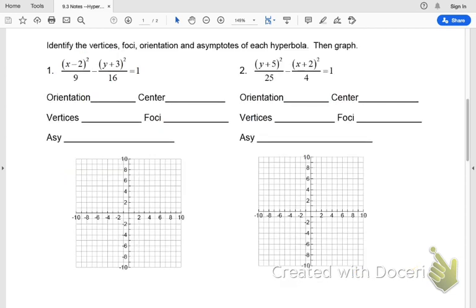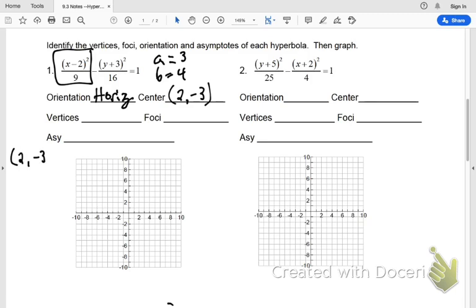Okay, so here's an example. If you'll notice here, our x value is the one that's squared, so that tells me that this one is going to be horizontal. It's going to open left and right. The center is at (2, -3). My a value will always be underneath the positive terms, so it's going to be 3, and b will be 4. To get those vertices, you take your center, (2, -3), and you're going to add or subtract the a value to the x since it's horizontal. So it'll be (-1, -3) and (5, -3).